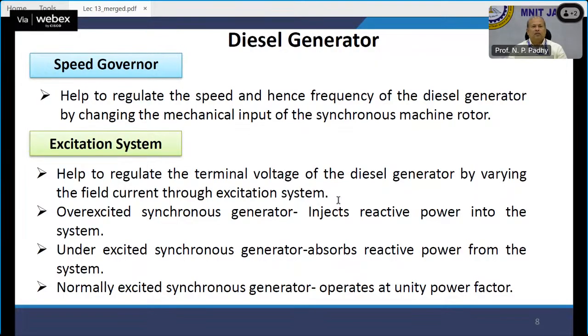So first of all, the speed governor, which helps to regulate the speed and frequency of the diesel generator by changing the mechanical input of the synchronous machine rotor. An excitation system helps to regulate the terminal voltage of the diesel generator by varying the field current. Overexcited, underexcited, and normally excited synchronous generators can be used for different power factor and power system applications. In the first case, it injects reactive power into the system. Second, it absorbs the reactive power. And third, it operates at unity power factor.